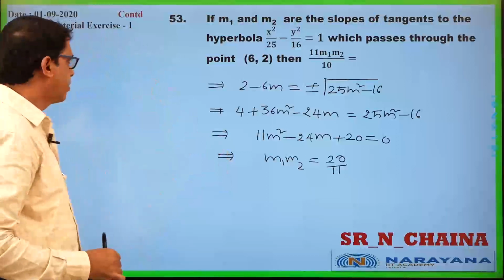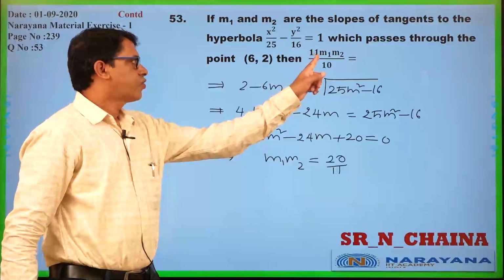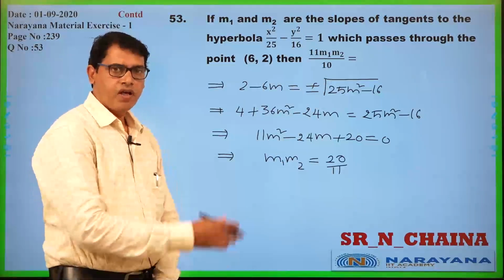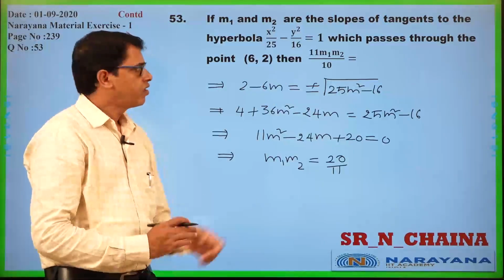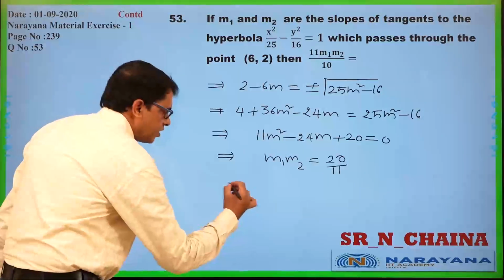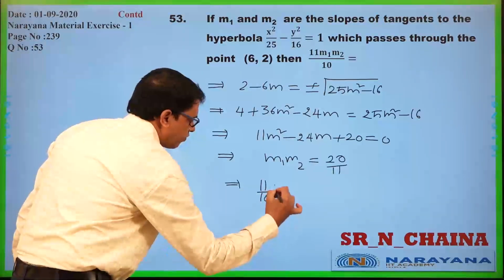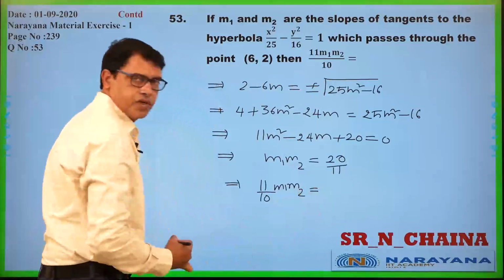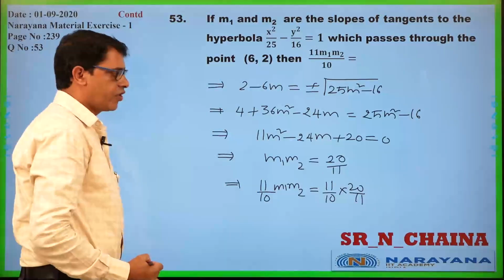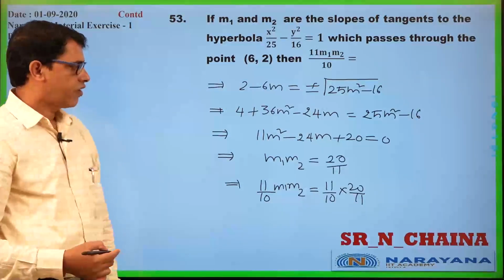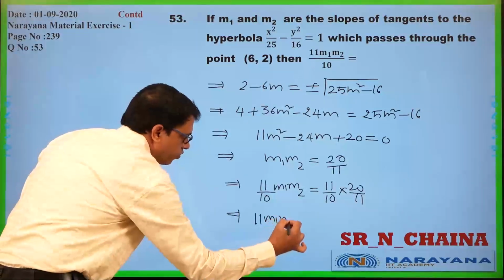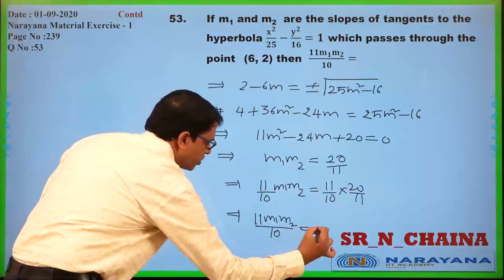Now back to the question. See here, question is there, no? So what is the required? 11 by 10 into m1 m2. Simple, multiplying by 11 by 10 on both sides. That implies 11 by 10 m1 m2 equals 11 by 10 into 20 by 11. Therefore, 11 cancels out, 10 ones are 10, 10 twos are 20. Therefore, required value, 11 m1 m2 upon 10 equals how much? 2.